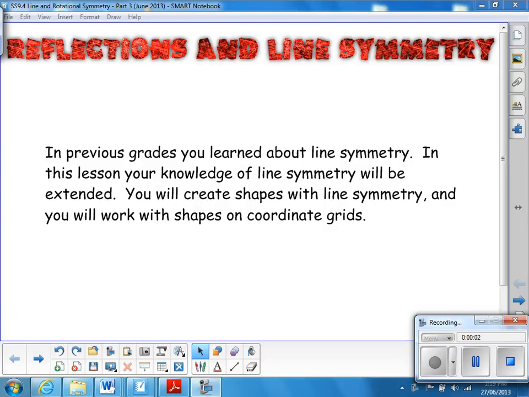Today's lesson is Reflection and Line Symmetry, outcome SS 9.4. In previous grades, you learned about line symmetry. In this lesson, your knowledge of line symmetry will be extended. You will create shapes with line symmetry, and you will work with shapes on coordinate grids.